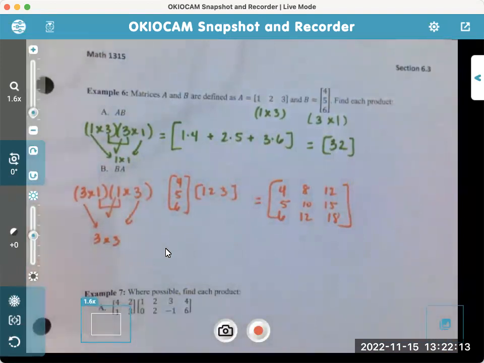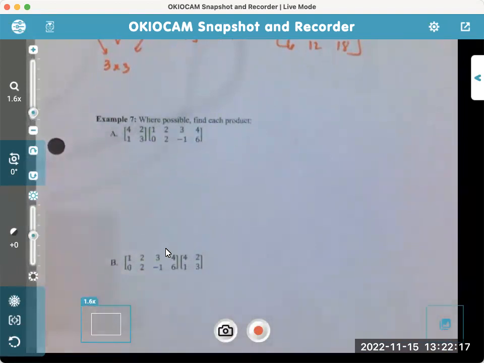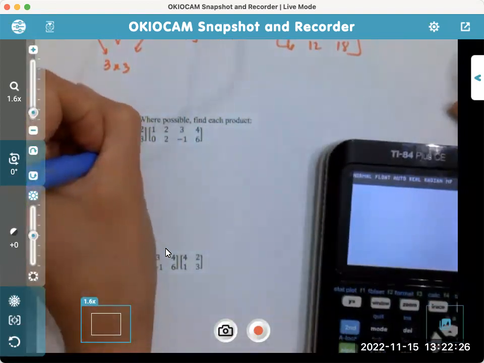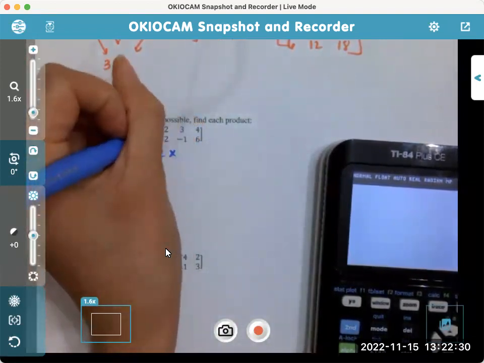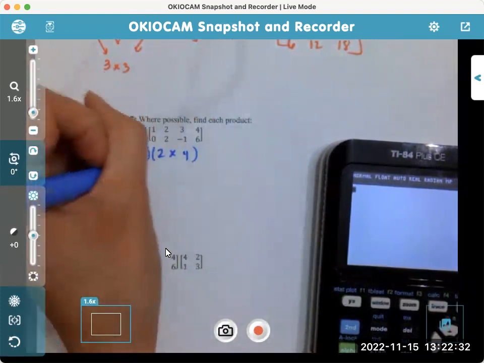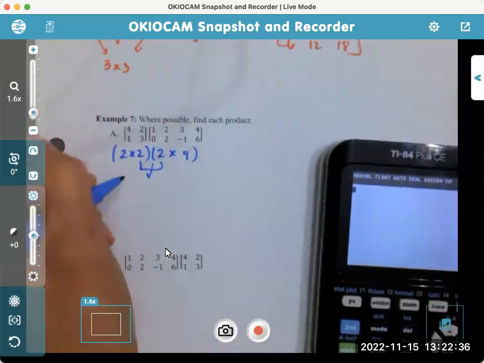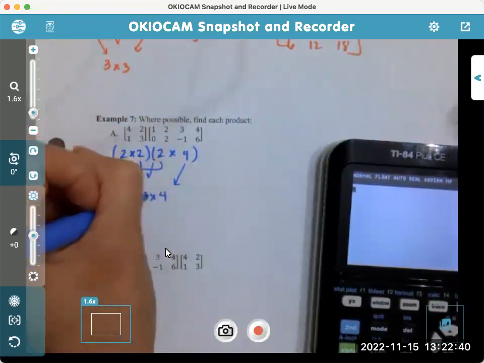Okay, so now let me grab my handy dandy calculator. First check, can the matrix multiplication even be done? So can a 2 by 2 be multiplied by a 2 by 4? Yes, it can. For fun, what's the resulting size? A 2 by 4. Perfect.